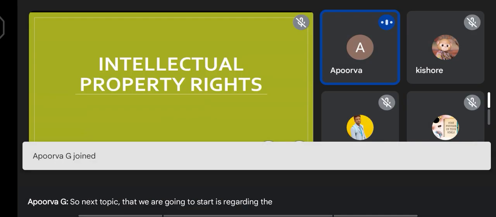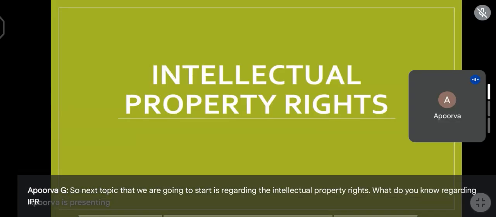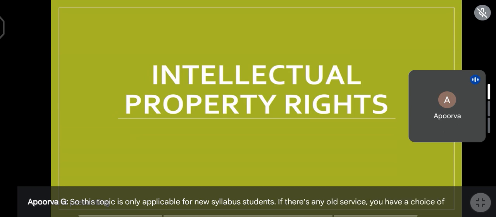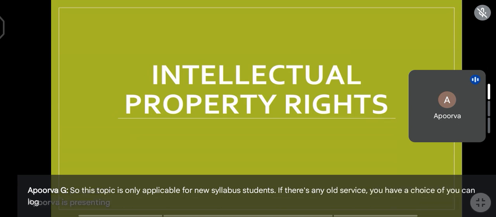Intellectual property. More regarding IPR, what is, as per you, intellectual property? Anybody? Applicable for new syllabus students. If there's any old syllabus, you have a choice: you can log off, or in case you want to attend, you can continue attending.